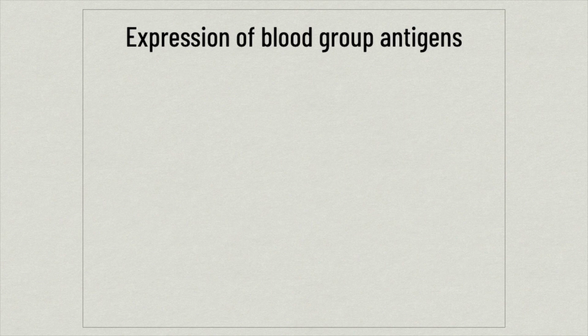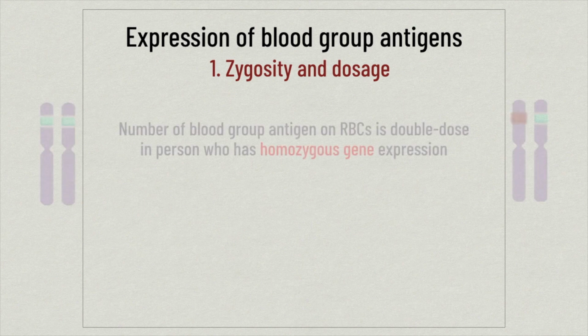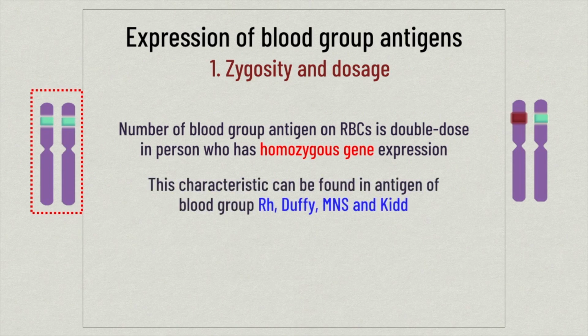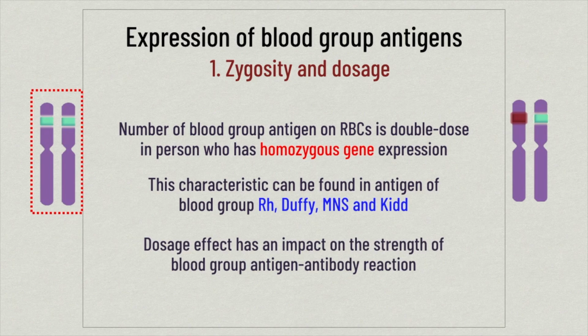Expression of blood group antigens may change, both increasing or decreasing, depending on some factors. First, zygosity and dosage, which result in the dose of antigen expression and is called the dosage effect. The number of blood group antigens on red blood cells is a double dose in a person who has homozygous gene expression. This characteristic can be found in antigens of the blood groups Rh, Duffy, MNS, and KIDD. Dosage effect has an impact on the strength of the blood group antigen-antibody reaction.